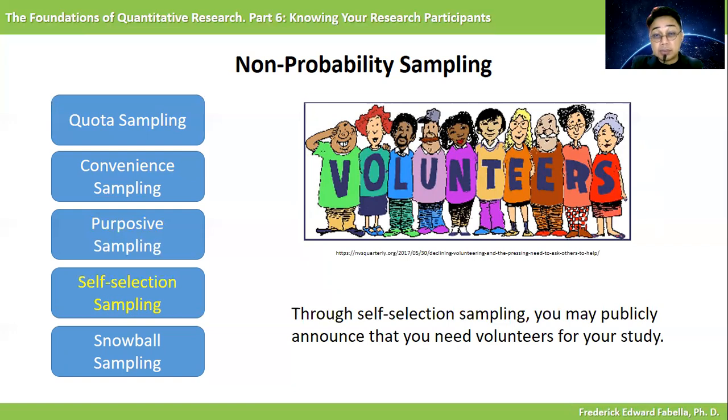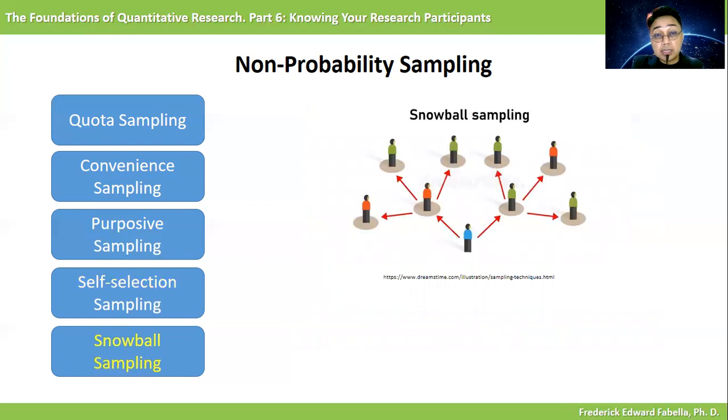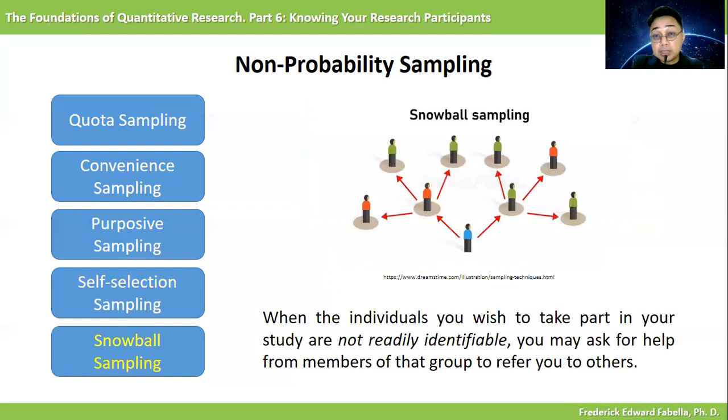Let's now proceed to the last non-probability sampling technique, which is snowball sampling. Let's say, for example, you want to study recovering alcoholics, but you only know two of them. If you only know two of them, what you can do is ask these two to refer you to people whom they know to be recovering alcoholics as well. You do snowball sampling when the individuals or the population members are not readily identifiable. So you may need help from members of that group to refer you to others.